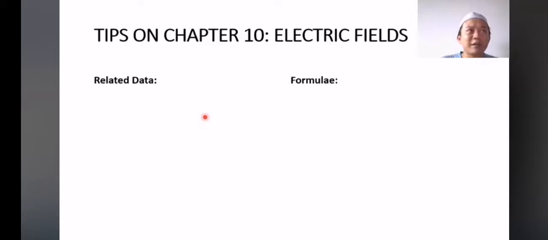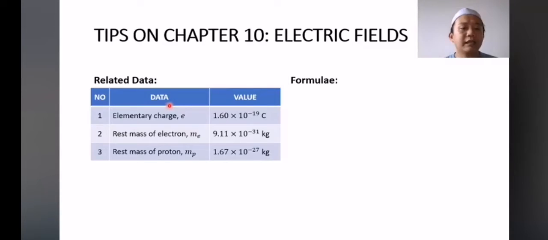So one way for us to help you guys remember is probably for us to collect all the related formulas for that chapter. So this is what I'm going to do. For example, for this chapter 10 electric fields, I'll give a summary.